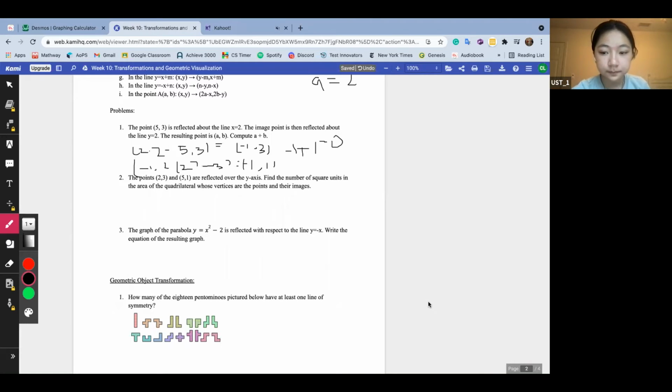Okay, so the next one: the points (2, 3) and (5, 1) are reflected across the y-axis. Find the area of the quadrilateral whose vertices are the points and their images. So you can try it and then I'll explain it later. Just send your answers to me when you're done. I can check.